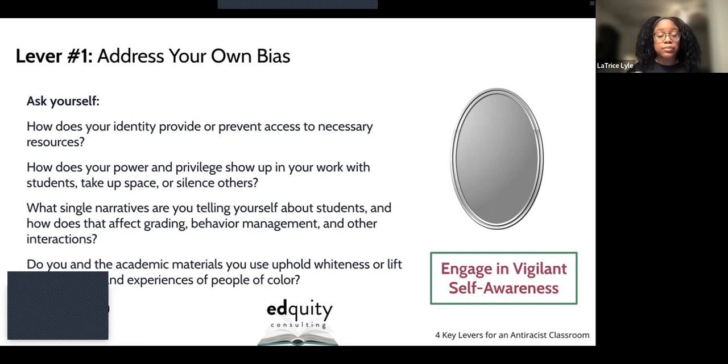Instead, it's a choice that you make every day to consciously pull on these 4 levers, right? So that's lever 1. Address your own bias. And here are some questions that you can pause and you can use to start this reflection or even record somewhere else so that you can have these questions when you are doing that deep self-work.